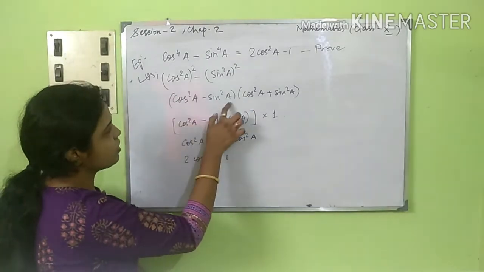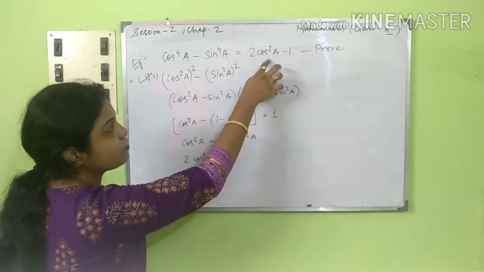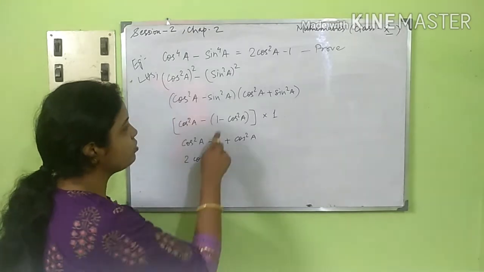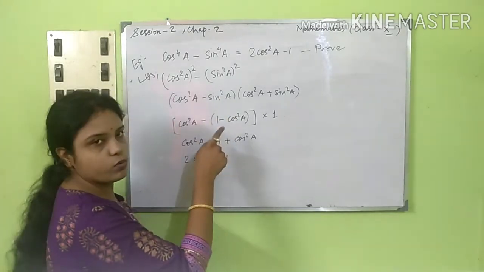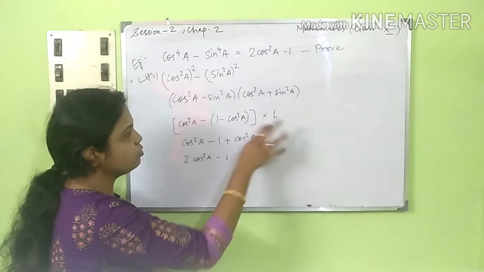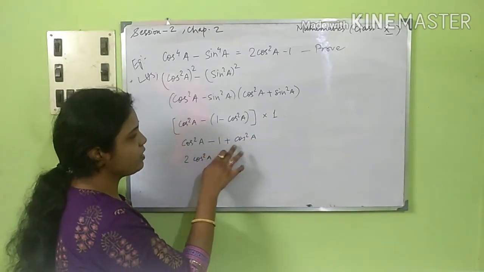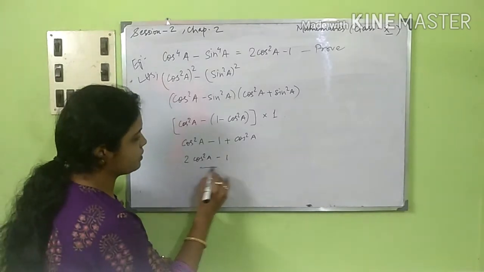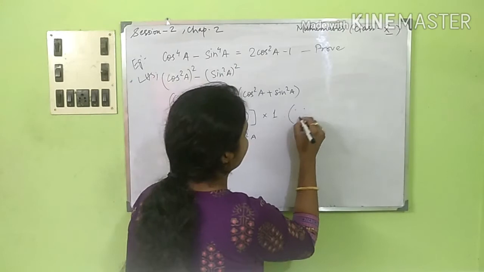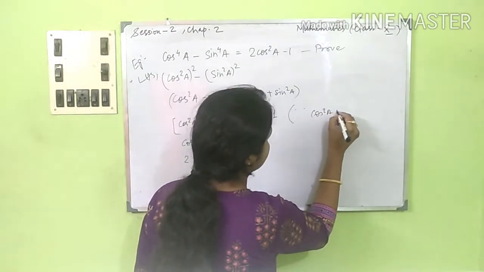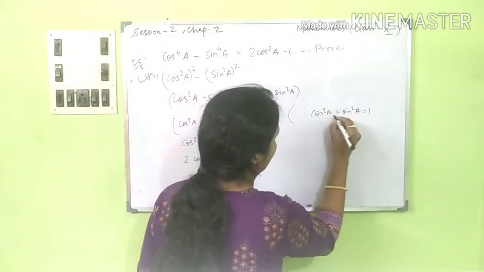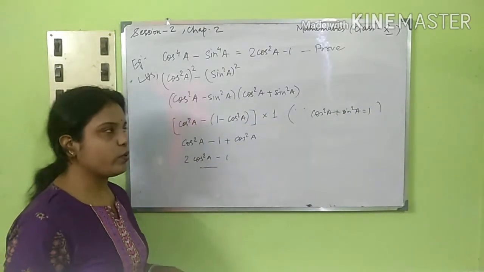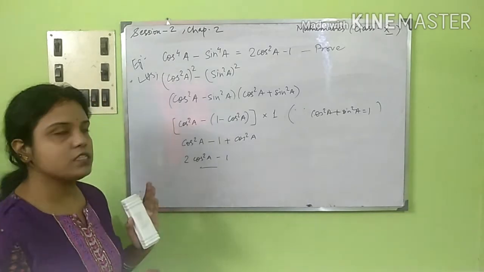So taking this cos²a − sin²a, since we have the result as cos²a, not in the form of sin²a, change the sin²a to cos²a, that is (1 − cos²a) into 1. So we get cos²a − 1 + cos²a, that is 2cos²a − 1. So this is your result. Here in the bracket you can easily write, since cos²a + sin²a = 1, that's why we are getting 1 here. Square relations. So this was the first example.